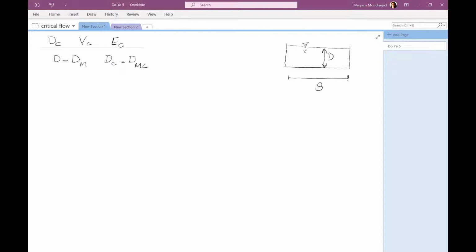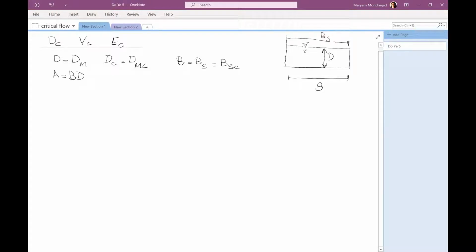Another simplification in a rectangular channel is that the width, or B, of the channel is constant at all depths. Therefore, B equals the top width of the channel, which we normally call BS. So B equals BS equals the top width of the channel in critical flow. And the area of the rectangle, we can simply calculate as equal to BD.